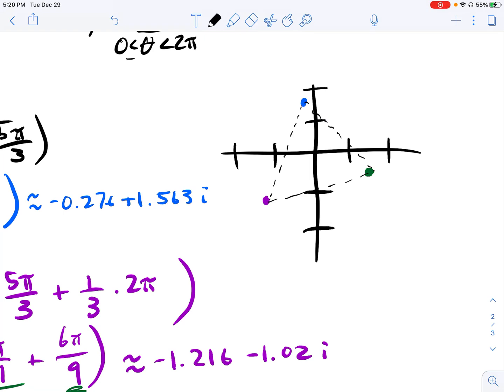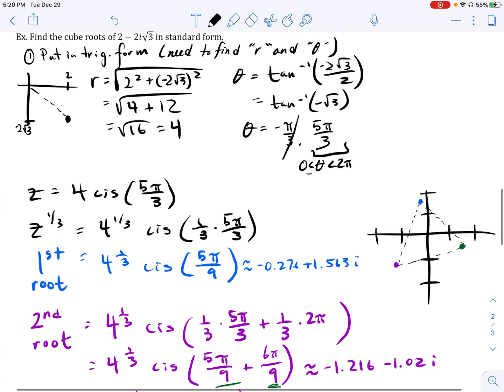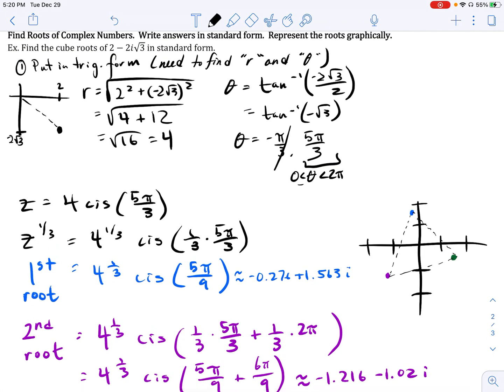These complex roots actually form a triangle, specifically because we were tasked with finding the cube roots. So you could think about what type of shape we would get if we were asked to find the fourth roots of a number or the sixth roots. You would get a square or rhombus, and a hexagon, respectively.